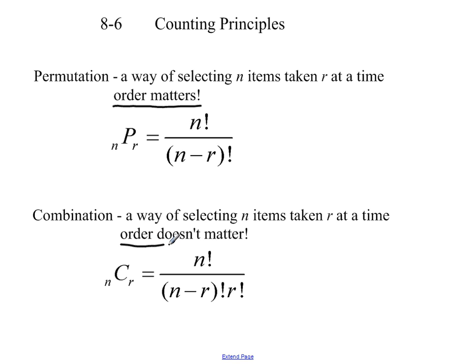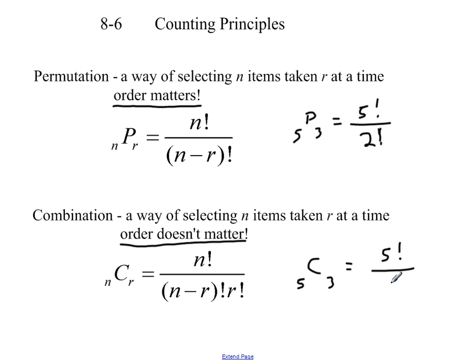And notice with a combination, the order doesn't matter. Now the formulas are very similar, the notation is very similar. So if you want a permutation of 5 items taken 3 at a time, you'd write that as 5P3, and your equation might look something like this: 5 factorial divided by 5 minus 3, or 2 factorial. With the combination of 5 items taken 3 at a time, we'd write that as 5C3, and our formula would look like this: 5 factorial over n minus r, or 2 factorial, times 3 factorial.